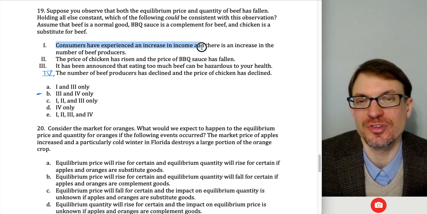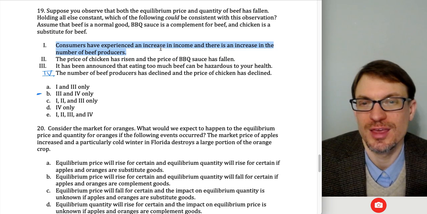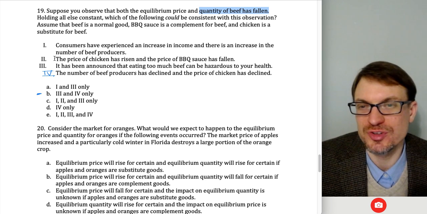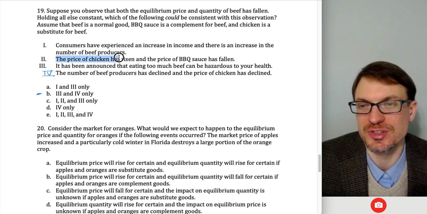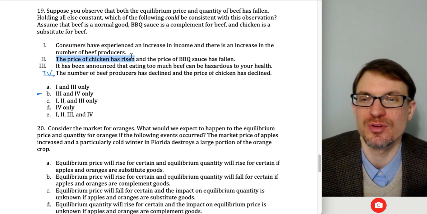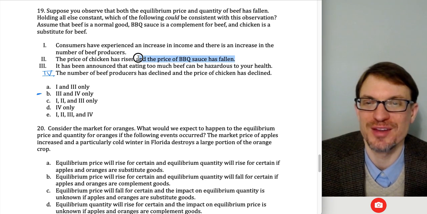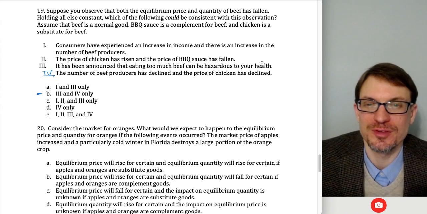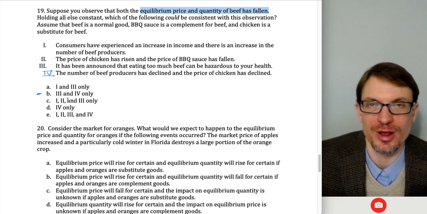Consumers experienced an increase in income, and there's an increase in the number of beef producers. So that'll be an increase in demand and an increase in supply. Oh, well, that's going to give me a larger quantity, so it can't be this one. The price of chicken has risen and the price of barbecue sauce has fallen. So we have a rise in the price of a substitute, which means we'll buy more, an increase in demand for the good under consideration. The price of the complement has fallen, we'll buy more, an increase in demand for the good under consideration. So that's not going to work either. It's been announced eating too much beef can be hazardous to your health. Yes, there'll be a leftward shift in demand. So 3 is definitely consistent with a decrease in price and quantity.